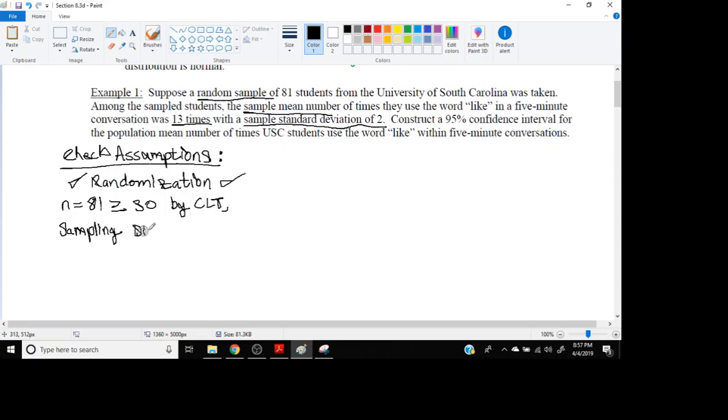So the sampling distribution of the sample mean is bell-shaped. And once that is the case, then I can use a bell-shaped sampling distribution, our T distribution or our Z distribution, in order to help me come up with my confidence coefficient, okay? Once we have that, we're ready to construct the 95% confidence interval.